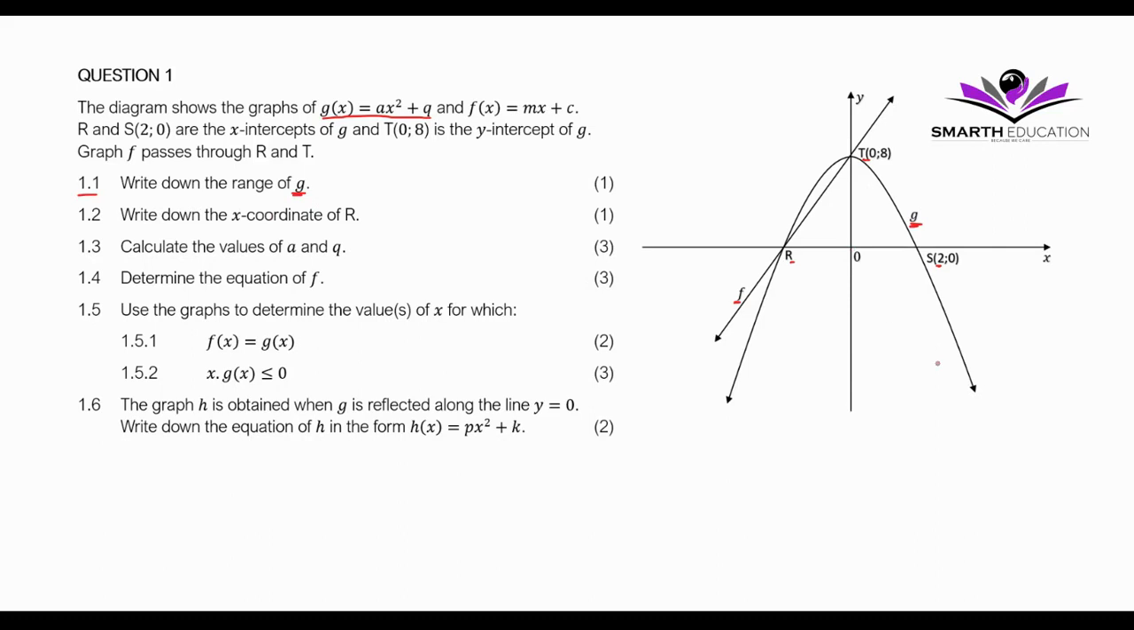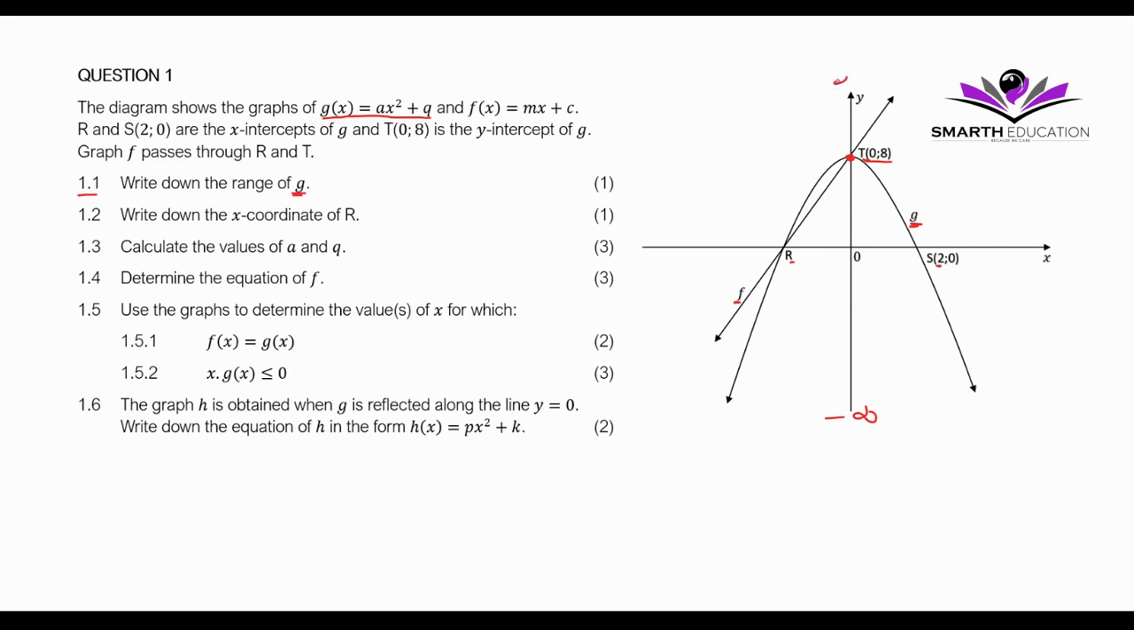Right, g is the parabolic function, or the quadratic function, which is concave down, and t is the maximum point for g of x, meaning that 8 is the maximum value. 8 is the maximum value for g. We cannot have a y value which is above 8, meaning that 8 is the maximum, so the y value can be 8 or less. The range will be from negative infinity up to 8.